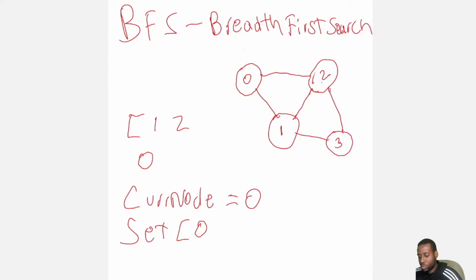So now we go on to the next node. The next eligible node is going to be 1, because we're pulling from the front. So now 1 gets popped off, taken off the queue. We take 1 out, and the current node that we're on right now is 1.